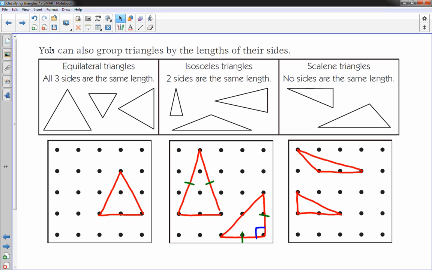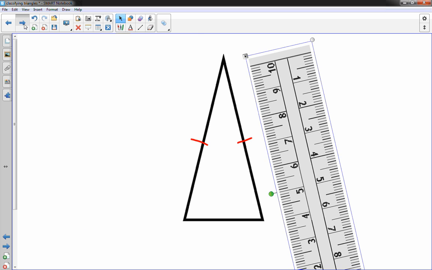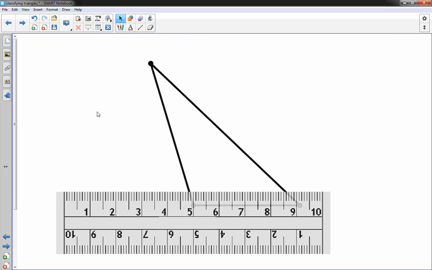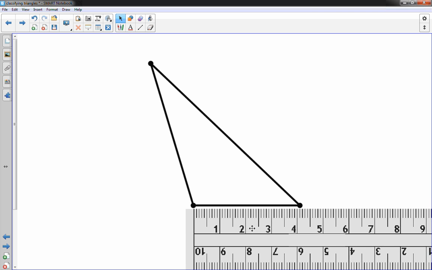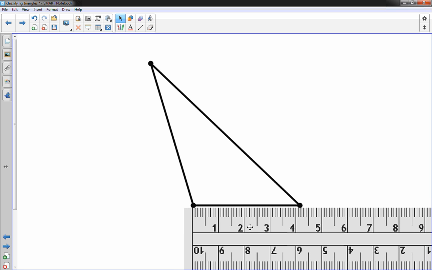I think I have one here as an example. I believe this is it. So I take my ruler and measure this side. It's a little over 4, it's 4.2. How about if I write that on there. This 4.2 units in length.